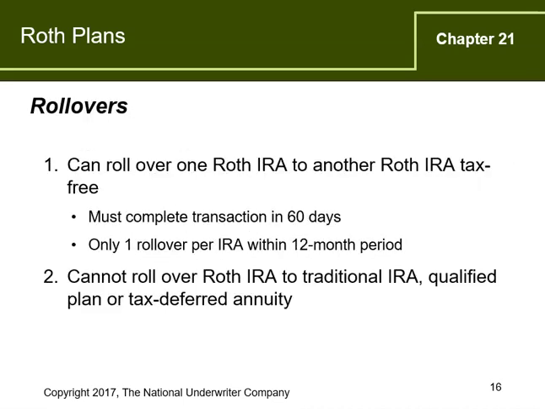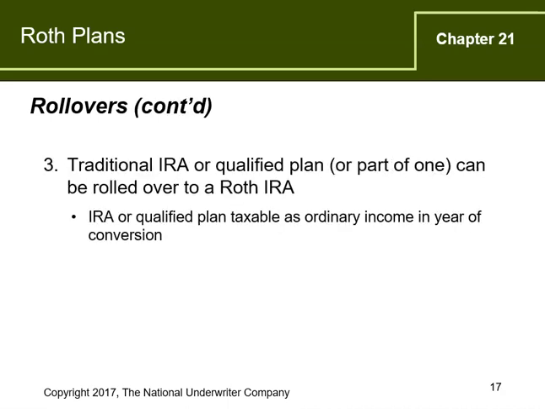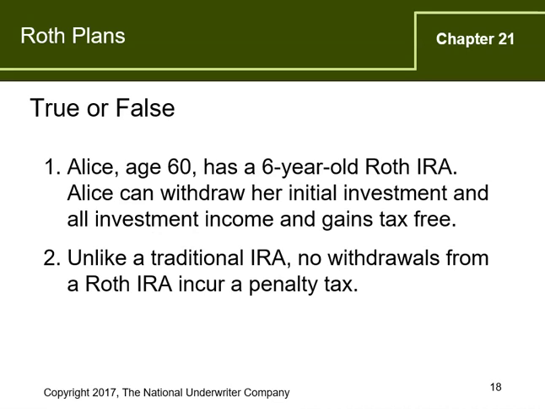Rollovers: you can roll over one Roth IRA to another Roth IRA tax-free. You must complete the transaction within 60 days. Remember, the same thing is true of the traditional IRA, and only one rollover per IRA within a 12-month period. You cannot roll over the Roth IRA to a traditional IRA, a qualified plan, or a tax-deferred annuity. A traditional IRA or qualified plan, or part of one, can be rolled over to the Roth IRA. The IRA or qualified plan is taxable as ordinary income in the year of conversion.